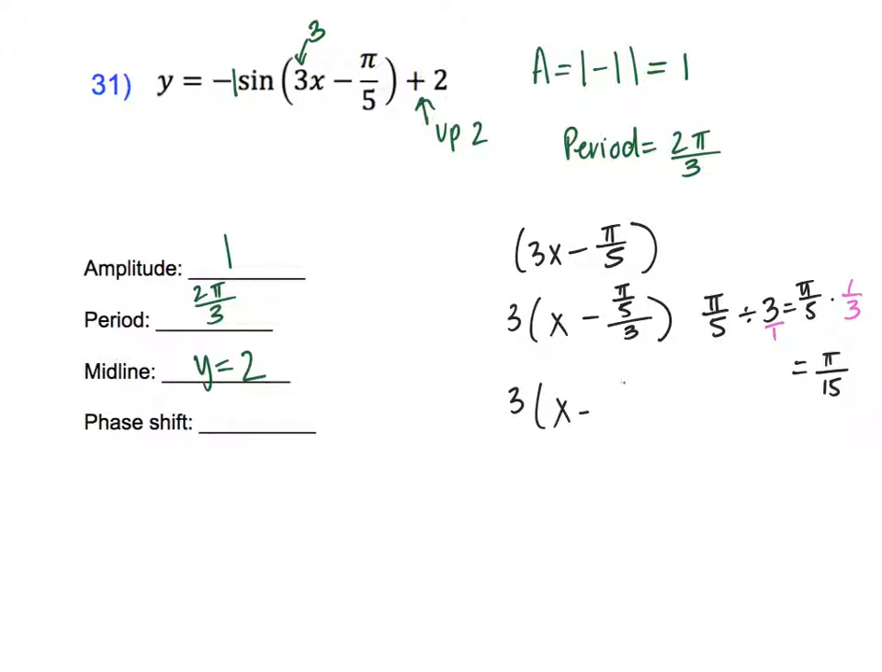So this is really 3x minus pi over 15. And so in this case, the phase shift is right pi over 15. And that's it. So check out the next notes to see some examples for graphing more complicated trig functions where you're going to see all these types of shifts.